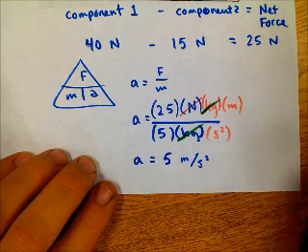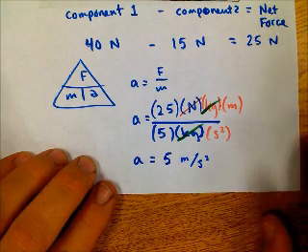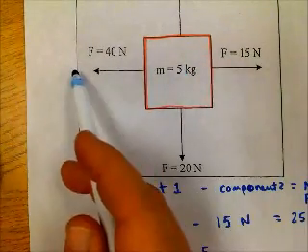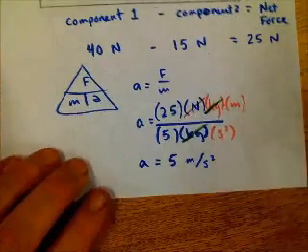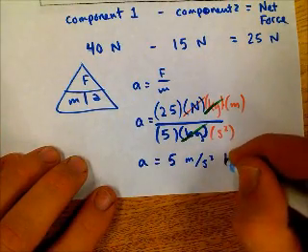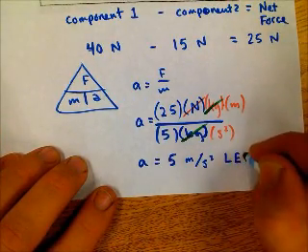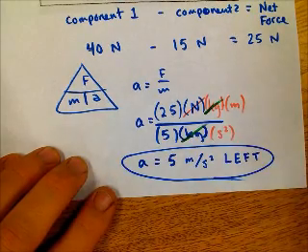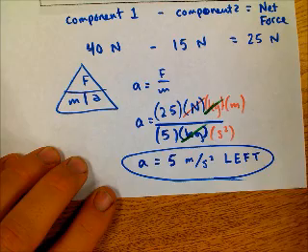Now the last thing we have to do with an acceleration is say what direction. Up here, the net force on this object is going to the left. And so in our answer, our acceleration, we need to make sure that we say it's going to the left. And that is how you solve free body diagram problems where you're calculating acceleration.